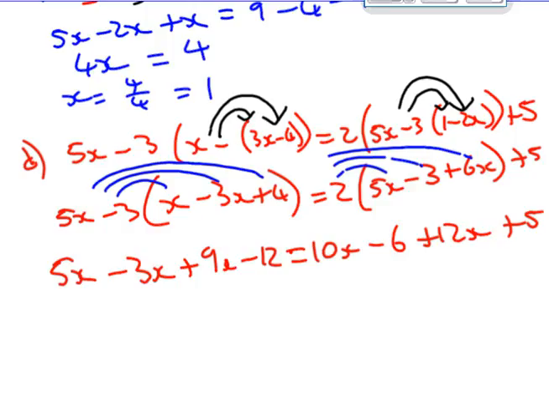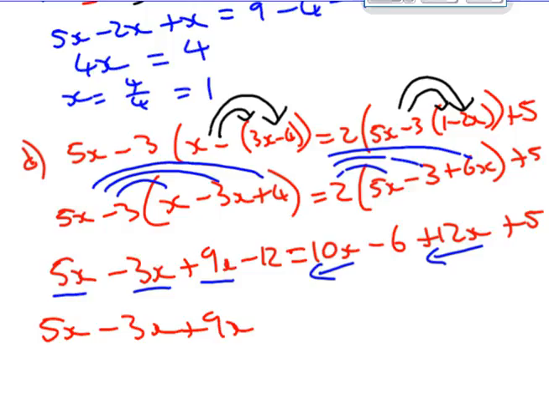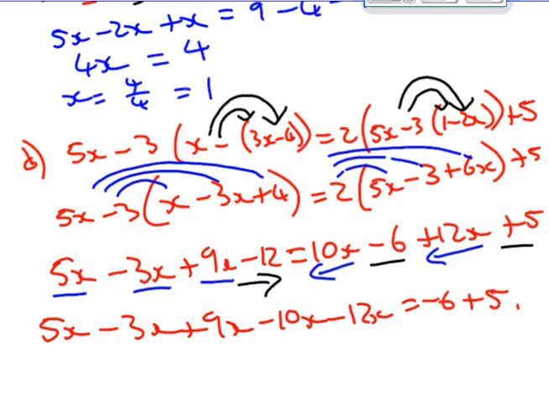Now, x's to one side, numbers to the other. That one stays, that one stays, that one stays, that one moves, that one moves. Okay? 5x minus 3x plus 9x minus 10x minus 12x equals. On the other side, that one stays, that one stays, that one moves. Minus 6 plus 5 plus 12.